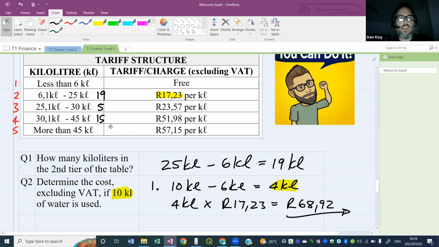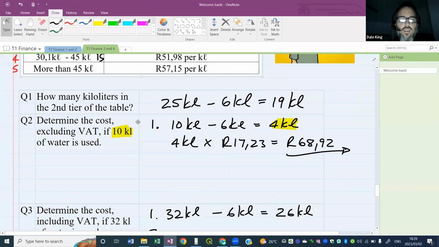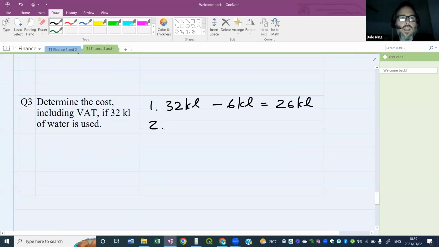So we might even move into the fourth tier with this. Let's see. Okay. So I'm definitely through the second tier, and there's 19 kiloliters in the second tier. So I'm going to take 19 off because I've definitely gone all the way through there. This is way more than second tier. So I'm going to say 26 kiloliters minus 19. And this gives me 7 kiloliters left.